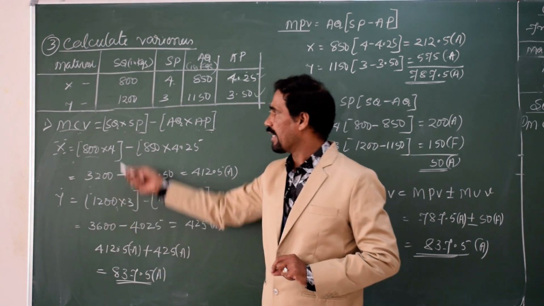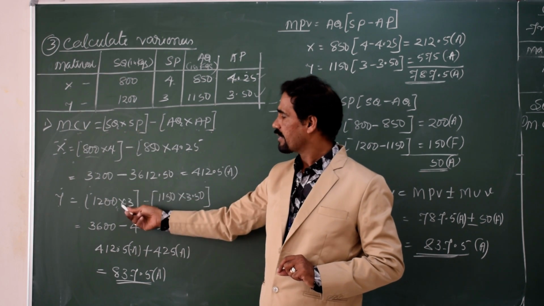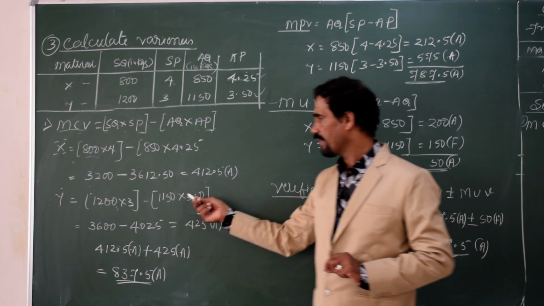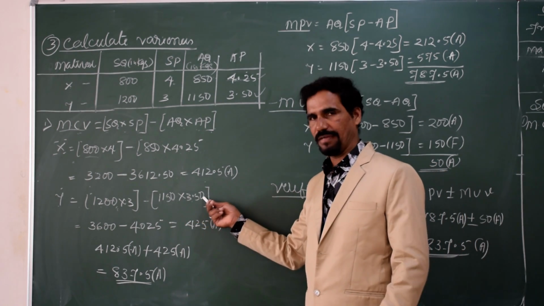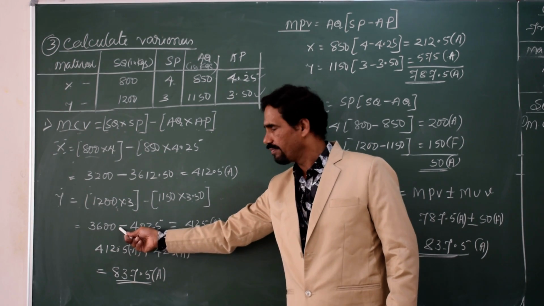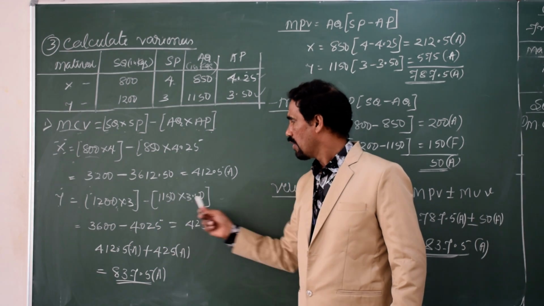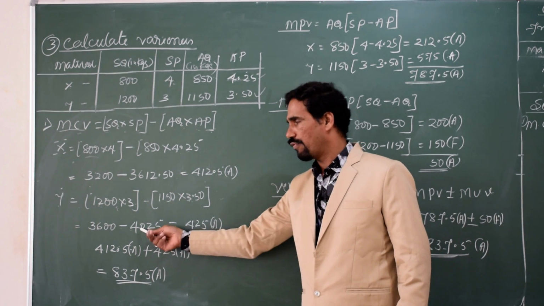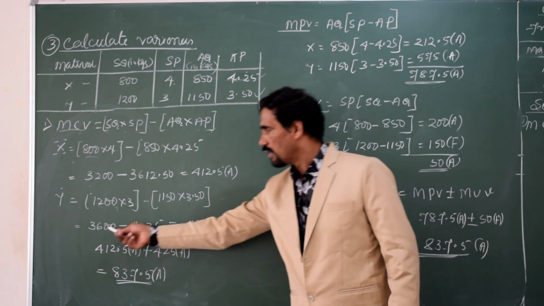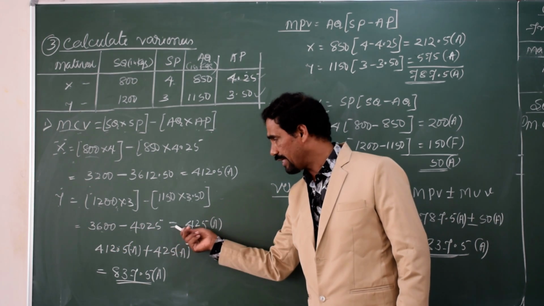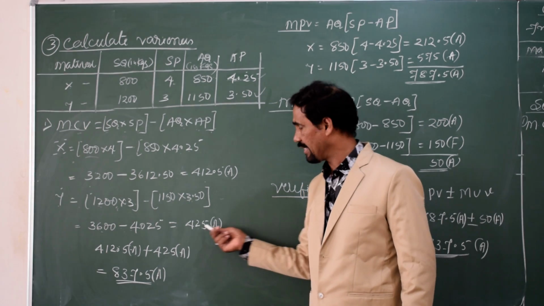Standard quantity 1200, standard price 3 rupees, actual quantity 1150, actual price 3 rupees 50 paise. So 3600 minus 1150 into 3.50, which is 4025. 3600 minus 4025 equals 425, which is adverse.